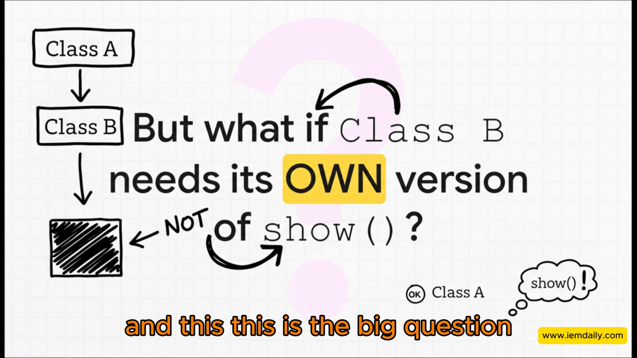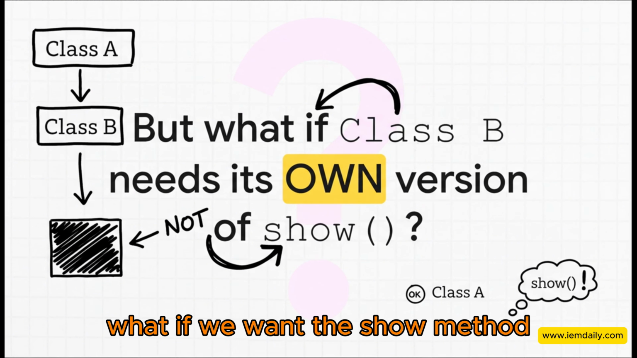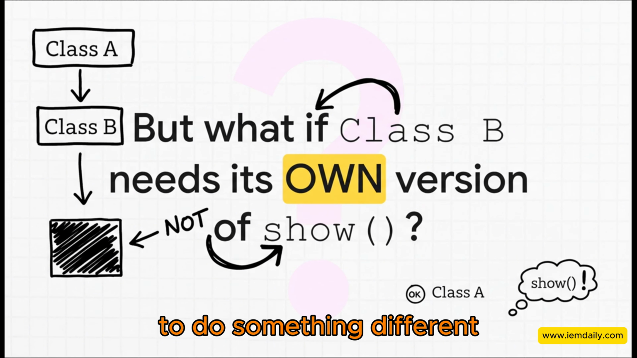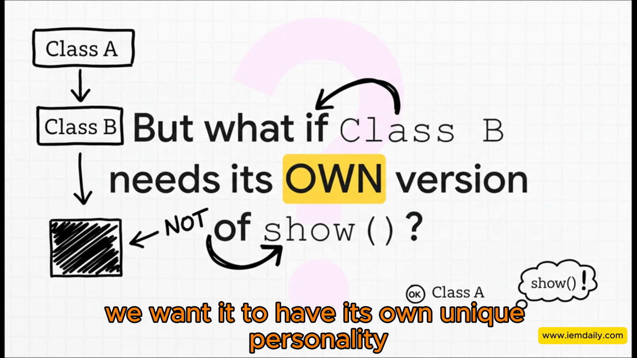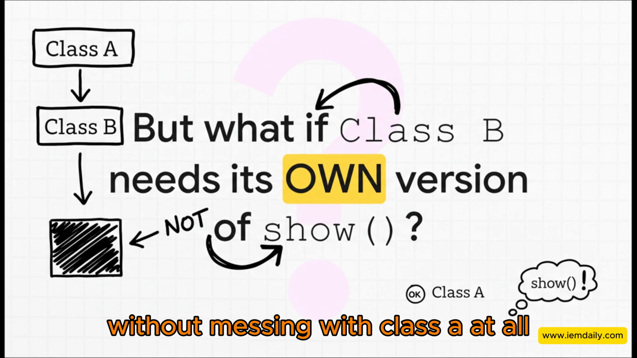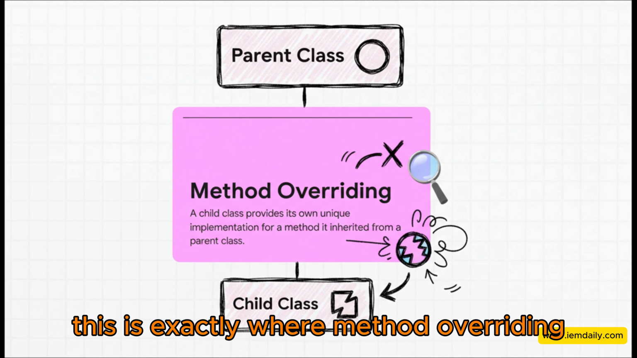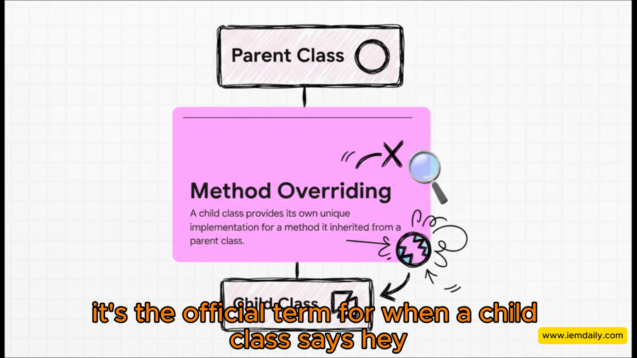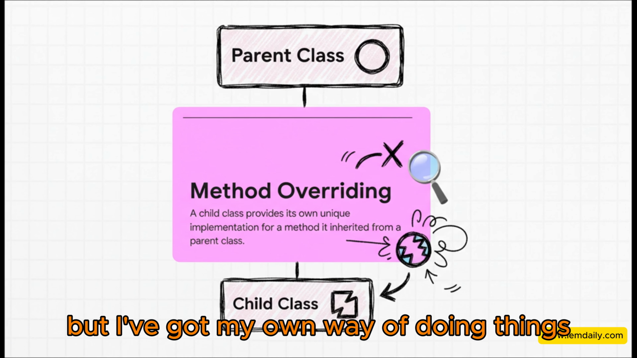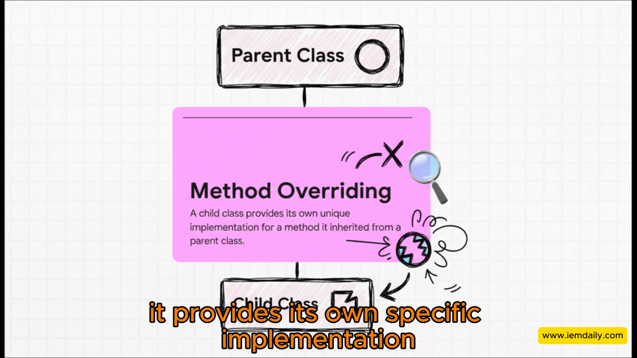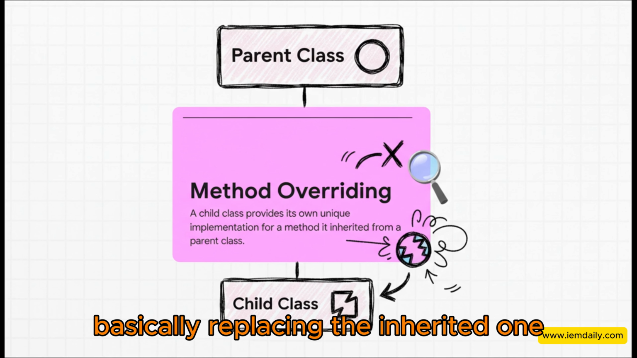And this is the big question. What if we want the show method to do something different when we call it on a Class B object? We want it to have its own unique personality without messing with Class A at all. This is exactly where method overriding comes to the rescue. It's the official term for when a child class says, hey, thanks for that method, parent, but I've got my own way of doing things. It provides its own specific implementation, basically replacing the inherited one.